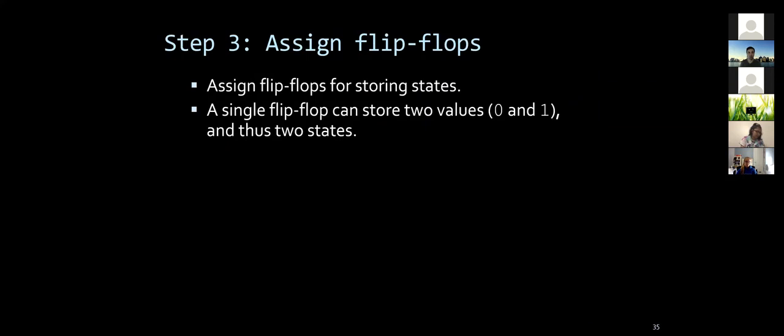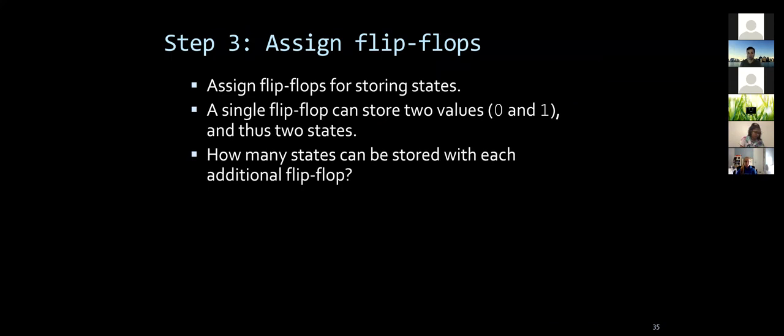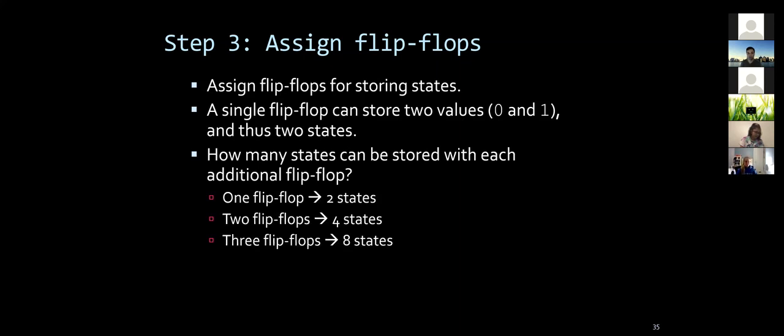One way to do it is assign flip-flops for storing states. A single flip-flop can store 2 values, 0 and 1, as we know. So thus we can represent 2 states. So the question is, how many states can be stored with each additional flip-flop? Essentially, 1 flip-flop stores 2 states. 2 flip-flops store 4 states. 3 flip-flops store 8 states.